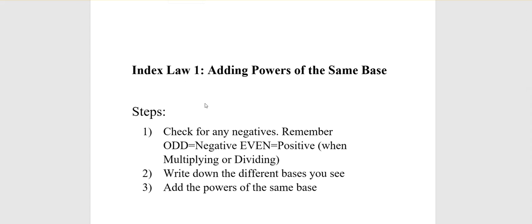Now, write these steps down if you haven't got them already. The first step is check for any negatives. And remember, an odd amount of negatives is going to be negative, and an even amount will be positive. This is when we are multiplying or dividing. That's a trick we can use. Step 2, write down the different bases you see. And step 3, you just add the powers of the same base. If we apply these steps, it'll make it much easier when trying to work out the first index law.